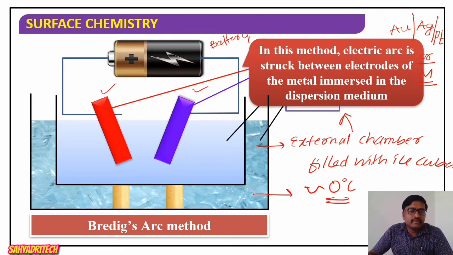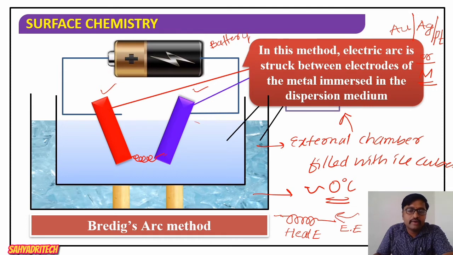And in between, what happens? An electric arc is struck between the electrodes. In an electric arc, when we pass the electricity, the electrical energy is converted into heat energy. When we pass electricity through the arc, that electrical energy is converted into heat energy. So, what happens due to the heat produced?